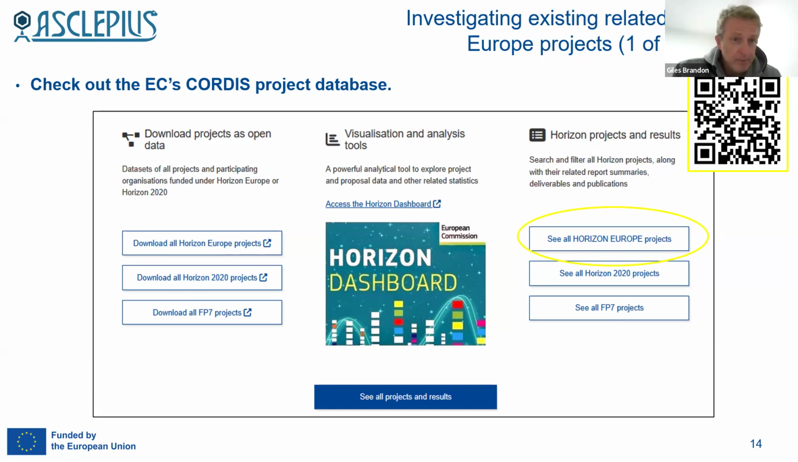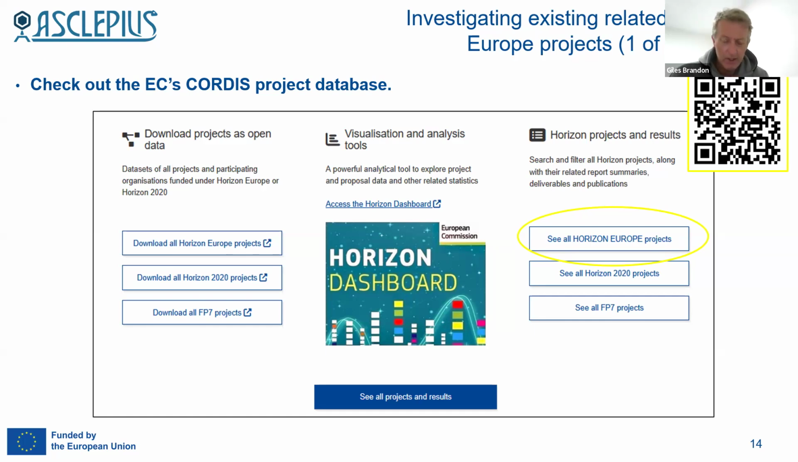As I did a month ago, I'm showing this slide. I brought up something called the European Commission's Cordis Project Database. This is a free, publicly accessible database where you can find out about the projects funded under Horizon Europe and even under preceding funding programs such as Horizon 2020. To get to the Cordis Project Database, the QR code on the right will take you there.